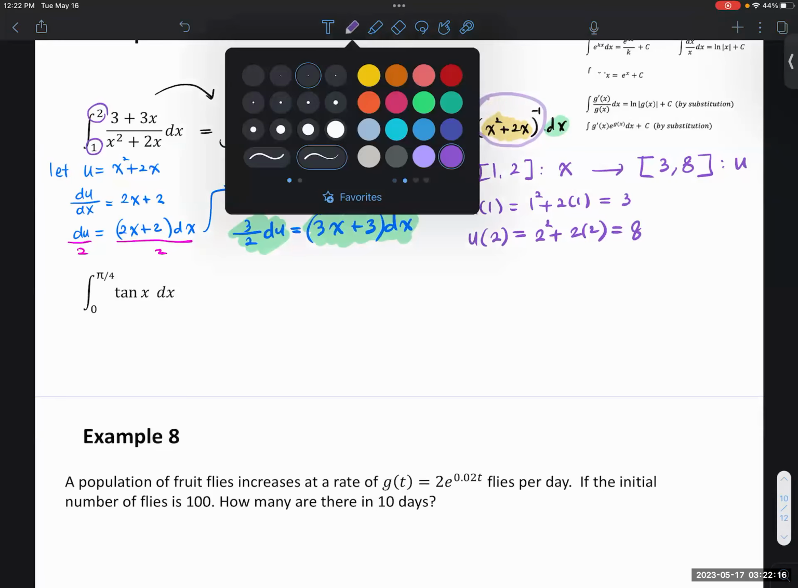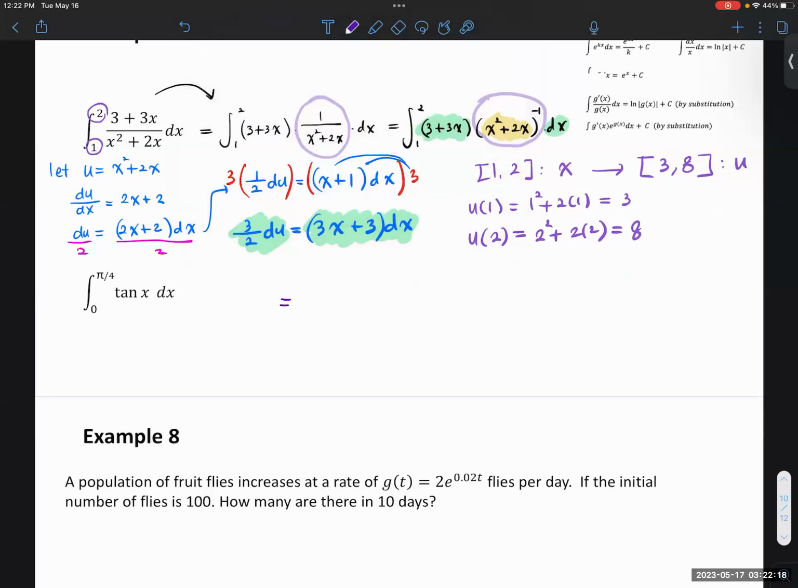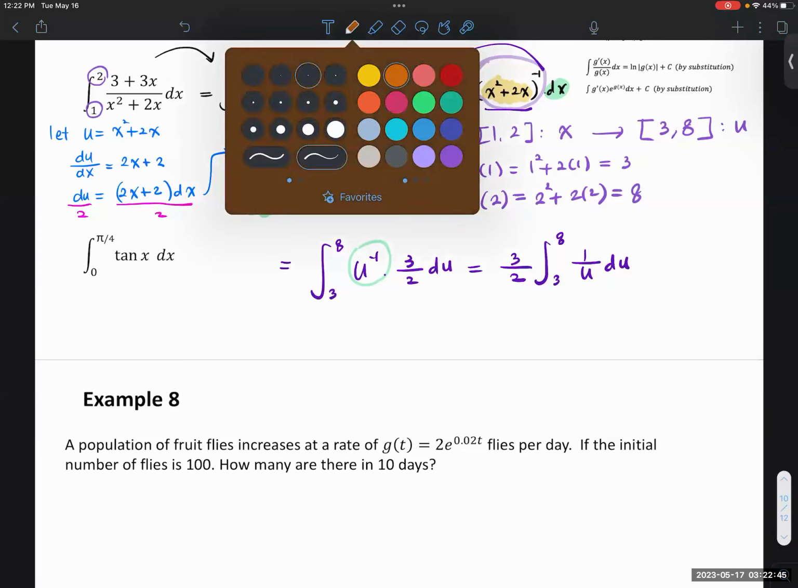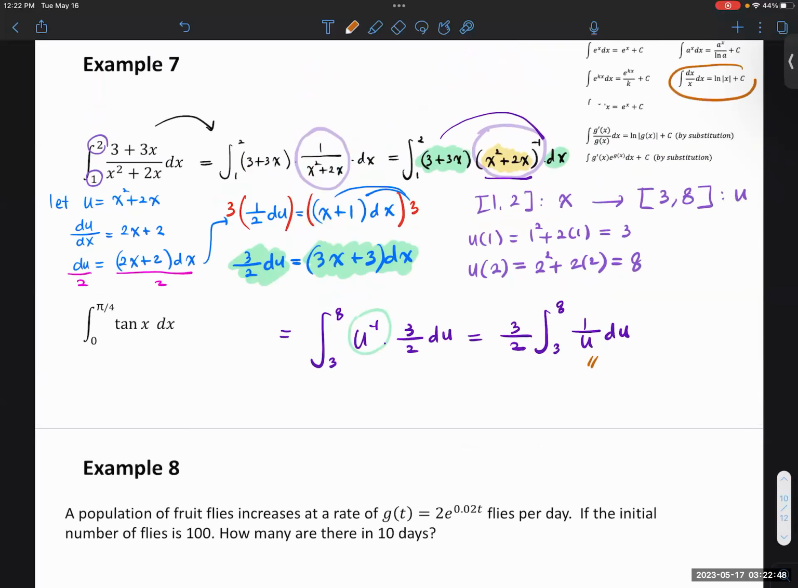So finally, we have everything. So now 3 to 8. So this one becomes u to the negative 1. And then 3 plus 3x dx is 3 over 2 du. Are you okay with that? I'm going to bring 3 over 2 to the front, 3 to 8. And then you remember, 1 over u to the negative 1 is 1 over u du. This guy is going to be what? Number 4, ln u.